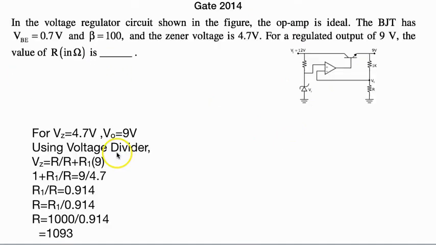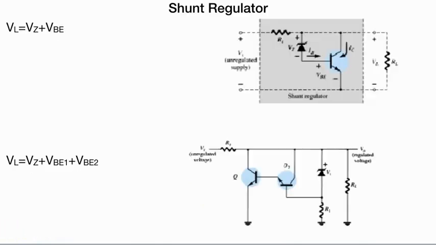Now this is a 2014 question, and you can see that it has a Vz reference, comparator, control element, and a potential divider. The output you get with the help of Vz is equal to R upon R plus 1 into 9, and you get the value of R from there.